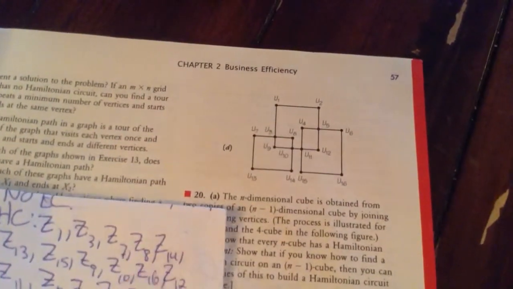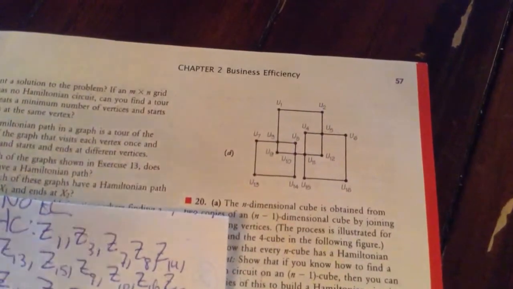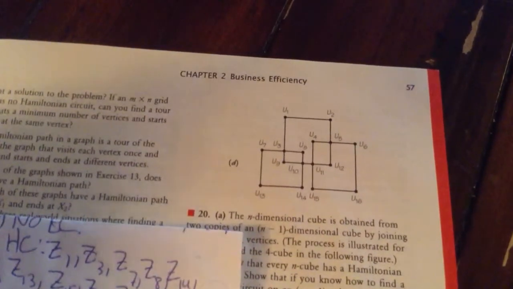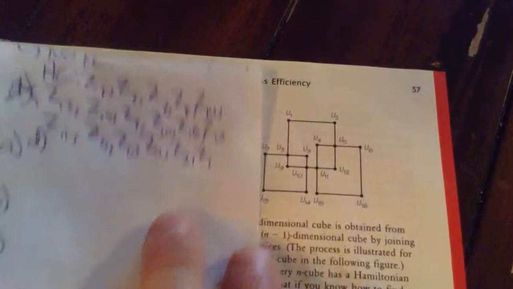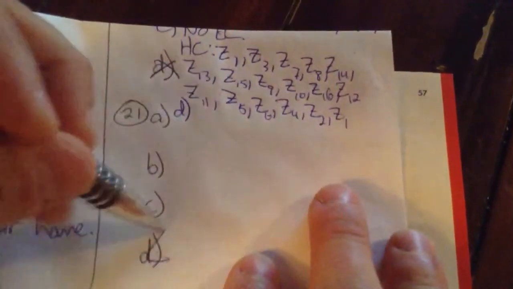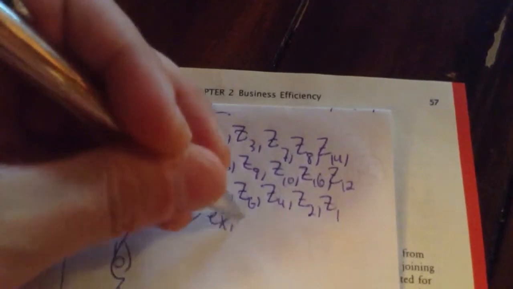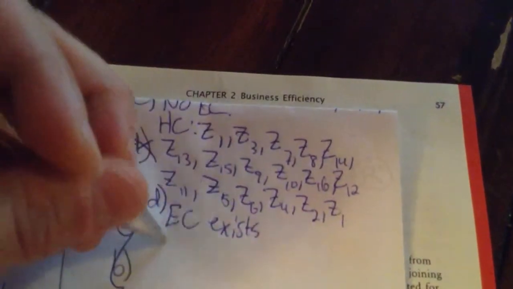I'm not going to write it out because I don't want to make this video 30 minutes. So there is an Euler circuit in D. Part D, Euler circuit exists, and I outlined it.